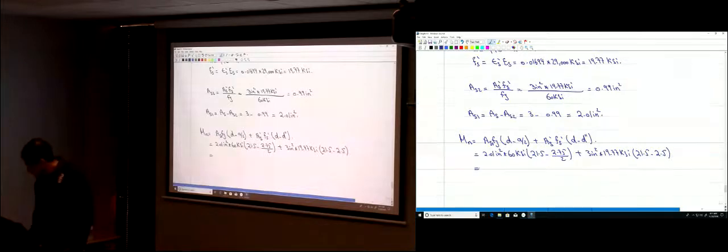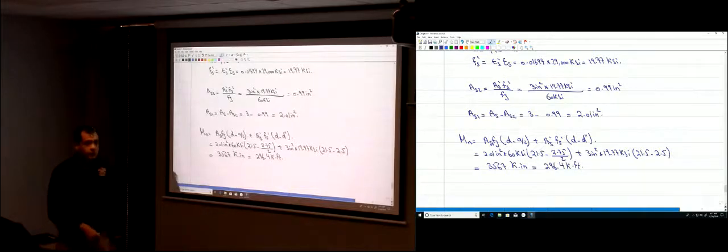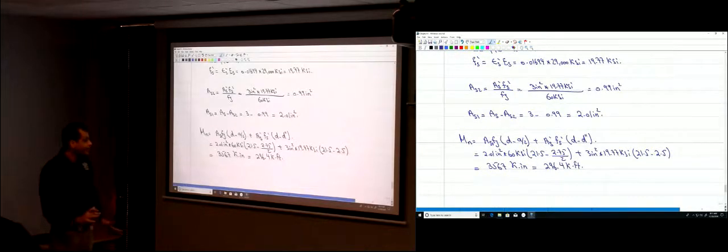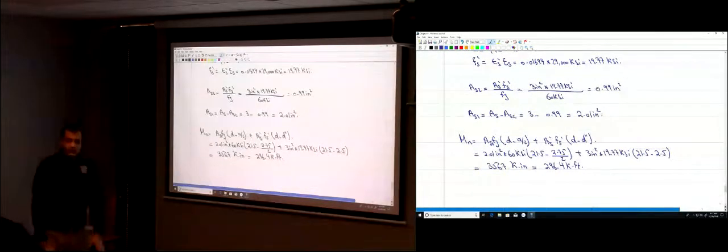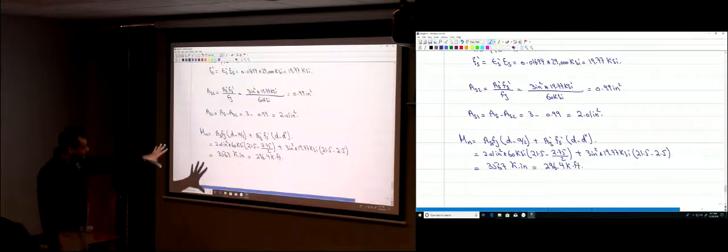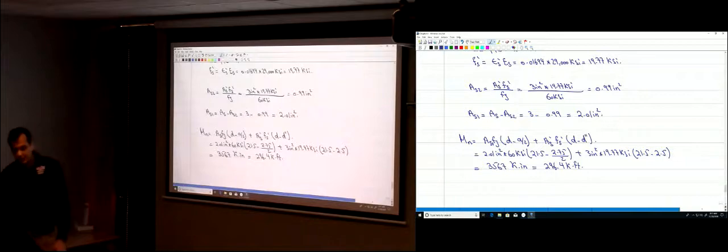So you can find the nominal moment. So this is 3,567 kips inch, dividing by 12, that is 296.4 kips feet. So that's the nominal moment, 296. So for pure bending for that section, if you have just the bending moment, okay, no axial force, that's the nominal moment that can be resisted by that section.